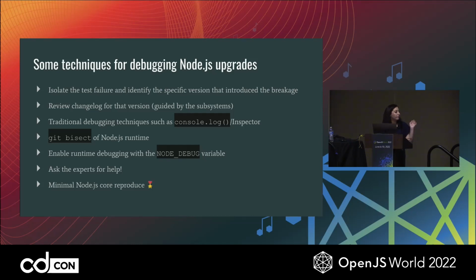And actually, I give a gold medal to the suggestion of providing a minimal Node.js core reproduce, trying to get to the point where you can reproduce the error with just Node core. Because not only does this help you really understand why you're being impacted by that particular change, but it also means the maintainers are in the best position to help you. Because if you come to them with a minimal reproduce and say, hey, I'm hitting this problem, this is my code using just Node, it's much easier for them to step in and help.